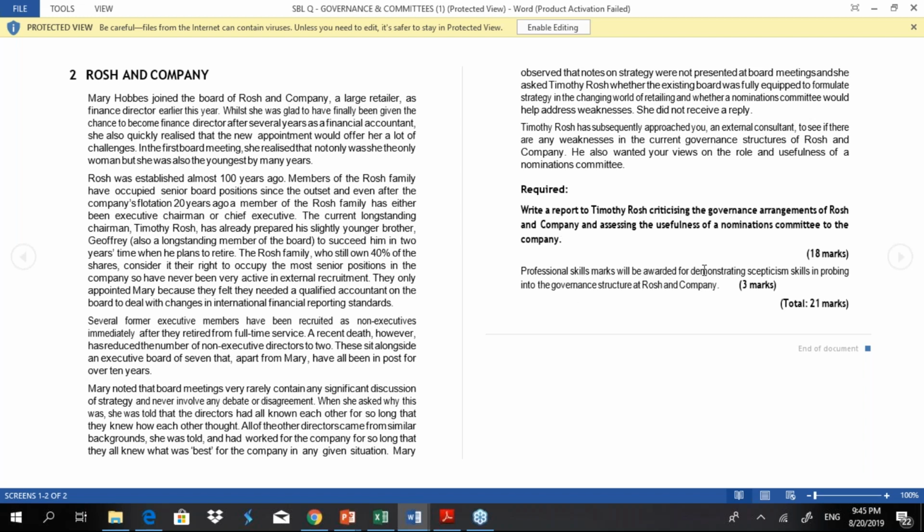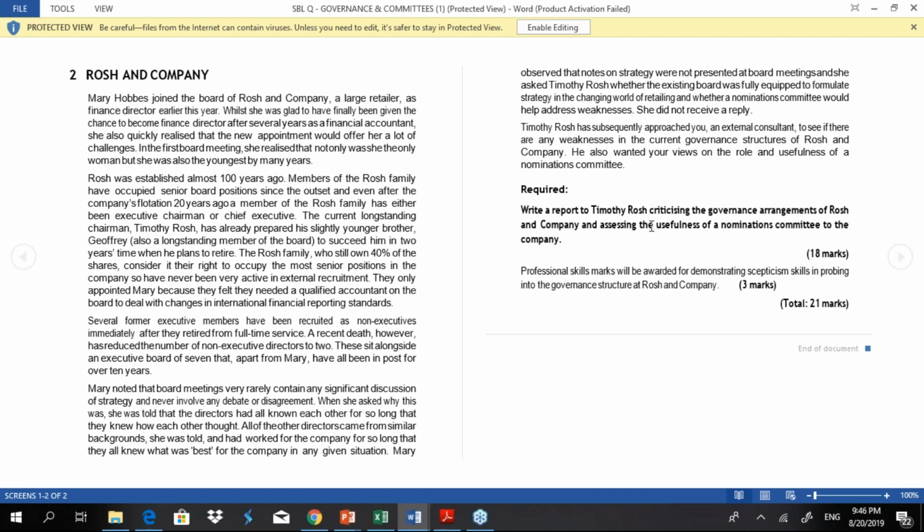And the professional skill that is needed here is skepticism. That is a questioning mindset or a probing mindset. For example, they say there are only 2 non-executive directors and 7 executive directors. So skepticism is like, how would this composition work for better CG? So it's that angle that you must take when you answer the question.